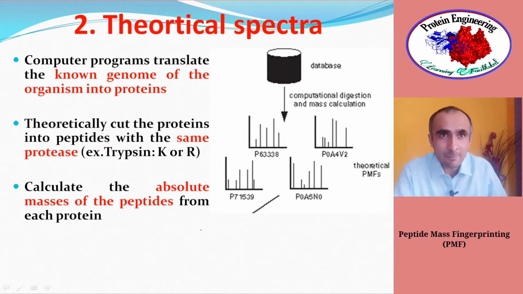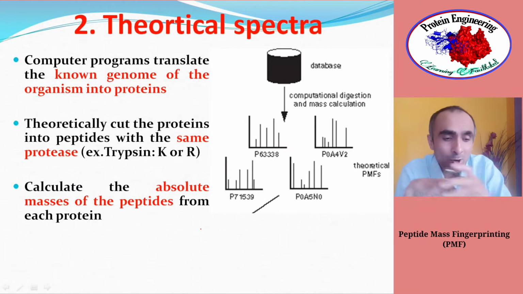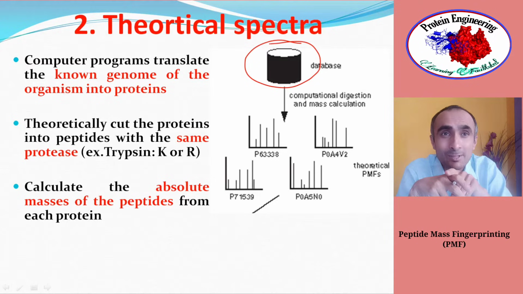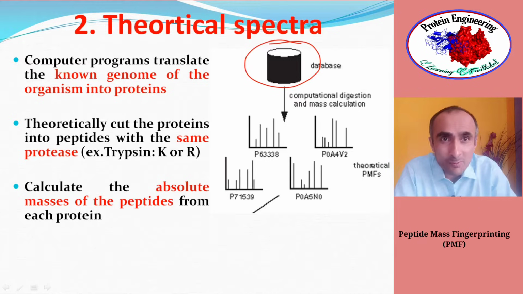In the second step, after obtaining experimental spectra, if genomic information is available, the genome sequence is converted into the proteome, and you have a database where the proteome of that organism is available. And proteome means all the proteins present in the cell, in the genome. So then you use computational programs. This is in silico.